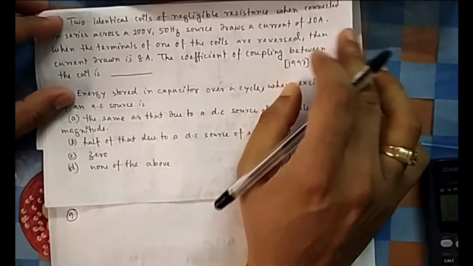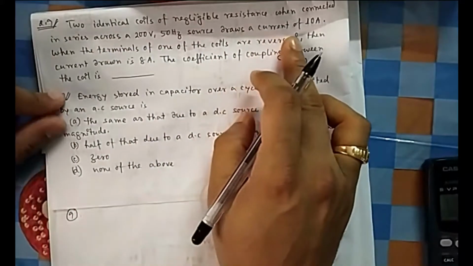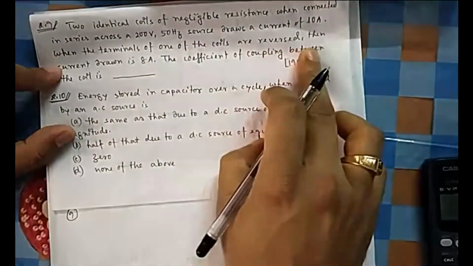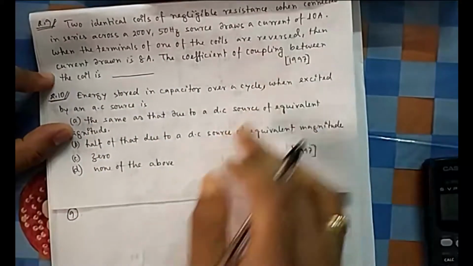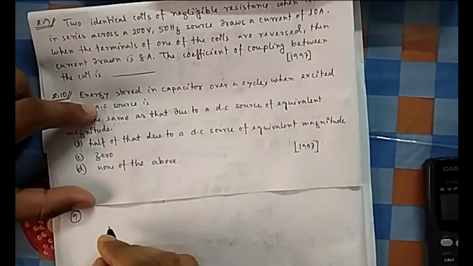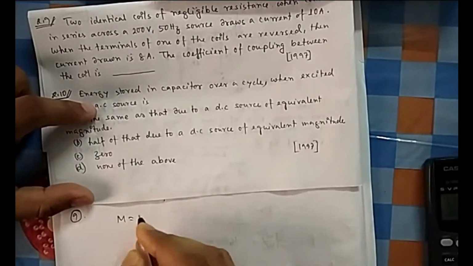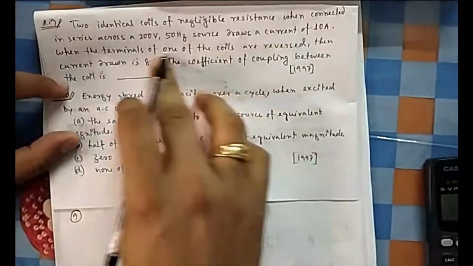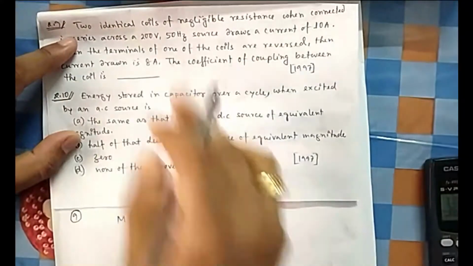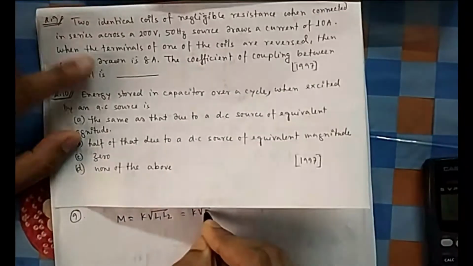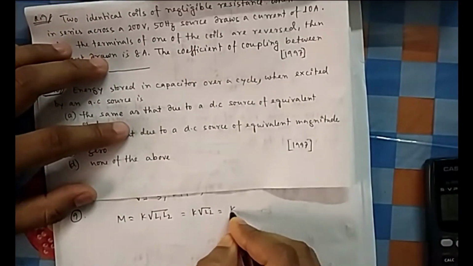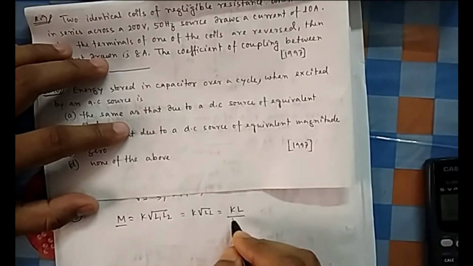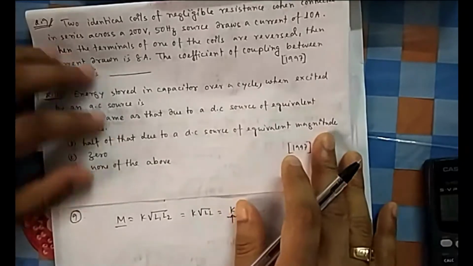Two identical coils of negligible resistance are connected across a source and draw a current of 10 ampere. When the terminals of one get reversed, then the current drawn is 8 ampere. The coefficient of coupling between them? Now what is the coefficient of coupling? In mutual inductance you will find the coefficient of coupling is M equals K root of L1 into L2. Here both are identical coils, so L1 and L2 are the same. So it is root of L times L, that is K root of L square, that is KL. So this is your mutual inductance, KL, if I take K as the coefficient of coupling.